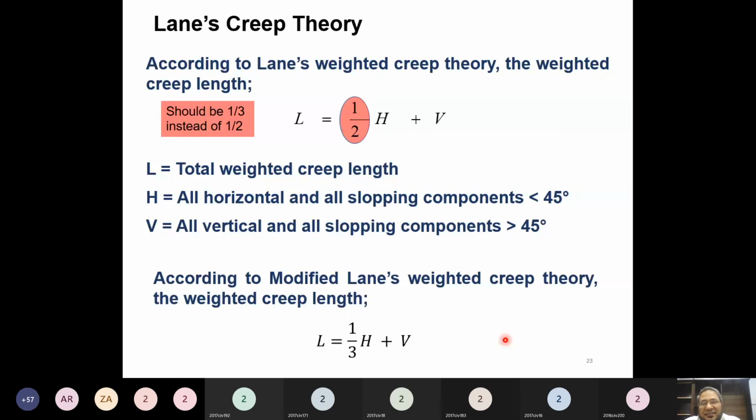तो आपका क्या ख्याल है, ये ठीक था? लेन का concept ठीक था? सर ये दोनों ही गलत थे। नहीं, गलत तो थे, but who was relatively, you can say, more logical among both? सर, I think Lane is more logical. Horizontal components equally creep length में contribute कर रहे हैं as the vertical component, this is wrong. तो what were the basis?